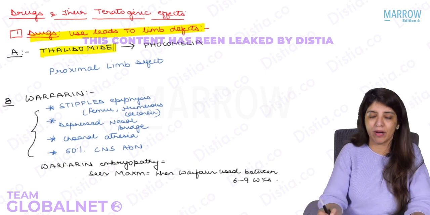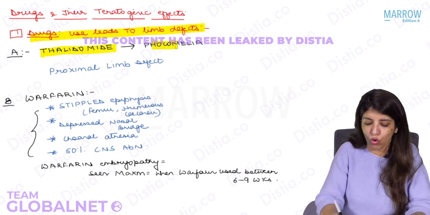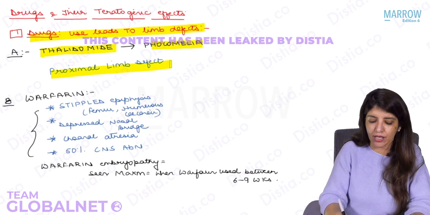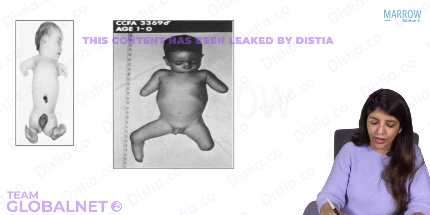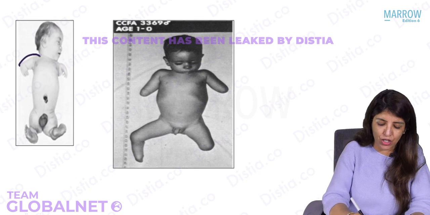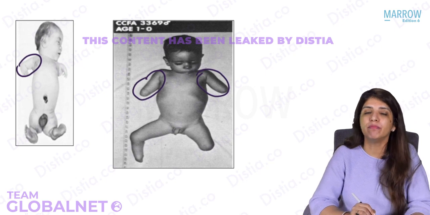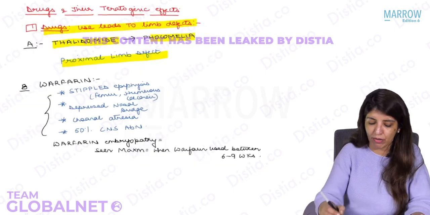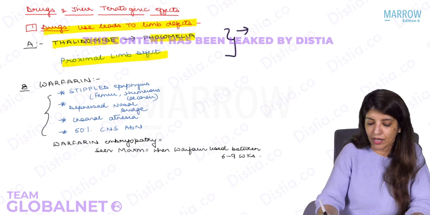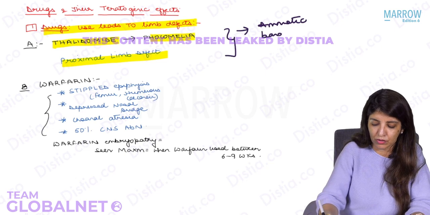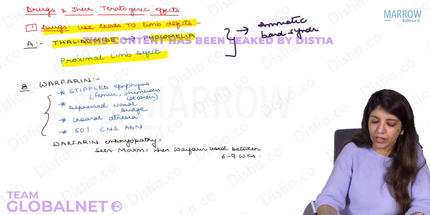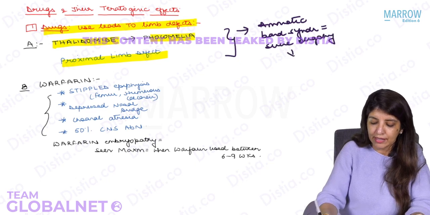Number one is thalidomide. Thalidomide leads to phocomelia. Now, phocomelia is a proximal limb defect. Over here, you are seeing phocomelia, which is a proximal limb defect. Right? Whereas please remember that in case of amniotic band syndrome, where there is severe oligohydramnios, it leads to distal limb defects.